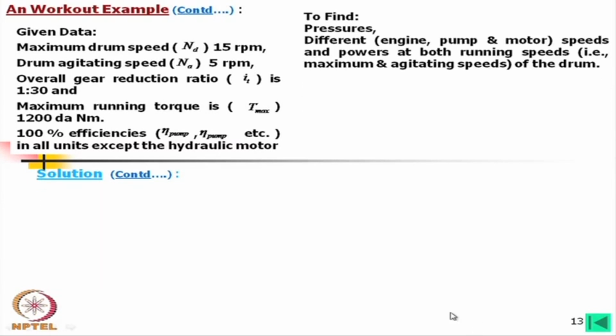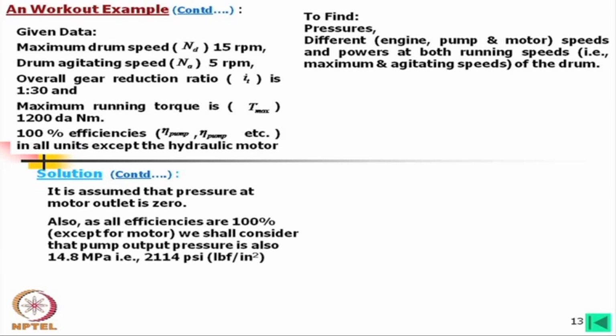But let us consider, as we have considered, the efficiency of the pump is 100%. So, it will be 14.8. It is assumed that pressure at motor outlet is 0. If we assume in that way, then with 100% efficiencies for all other components, we will now consider that pressure output from the pump is 14.8 megapascal itself. Now, it is equivalent to 2114 psi, that is pound force per inch square.